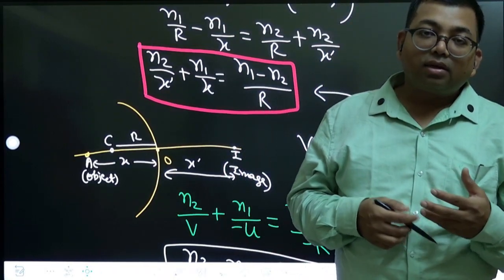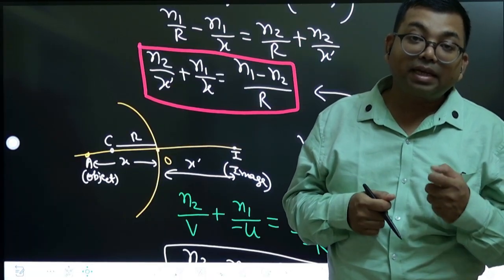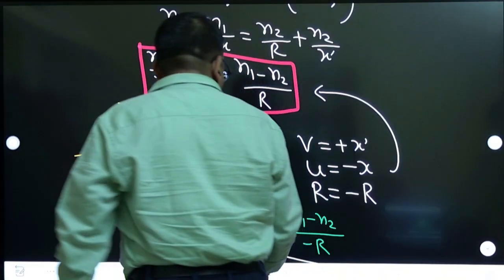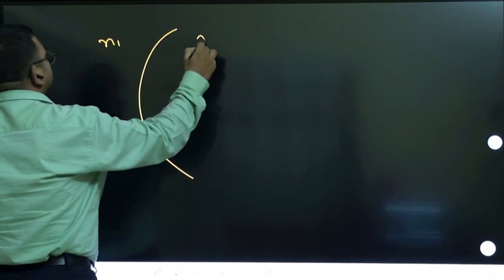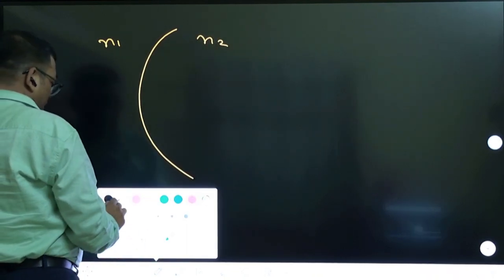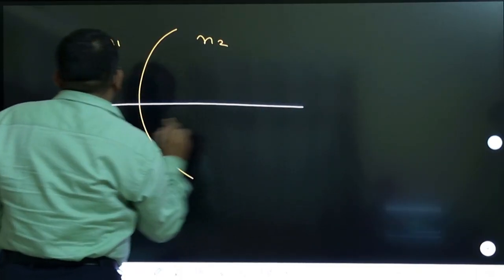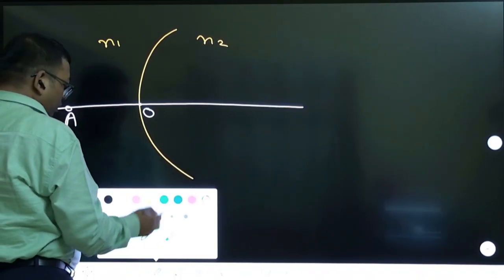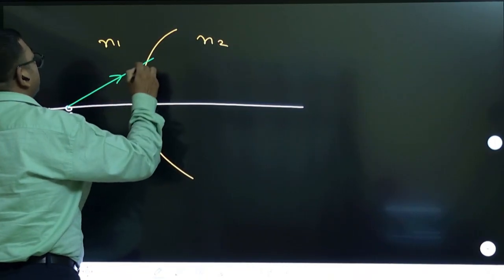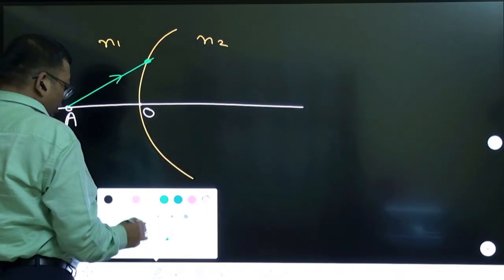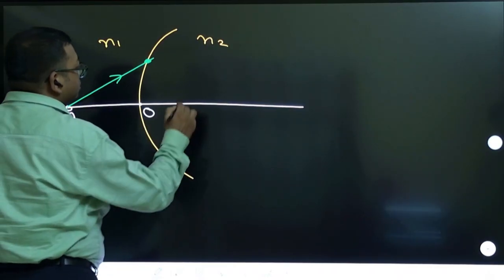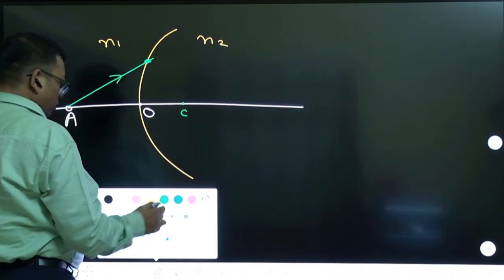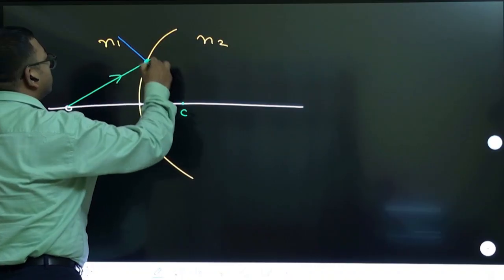Suppose I take a convex surface and try to derive that formula. Let me take a convex surface this way. I want to take this as n1 and this as n2, and take this as the optical center. This is the object. Now I take the ray like this. Let us say the center is here, C. I will draw the normal first of all, like this.